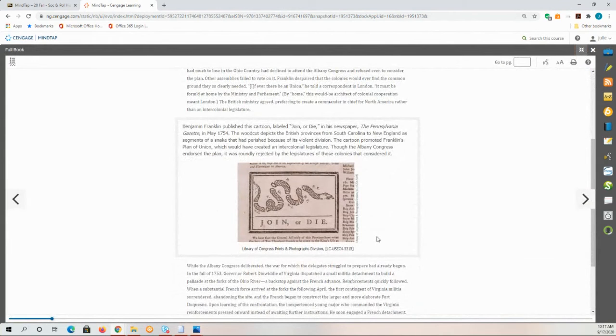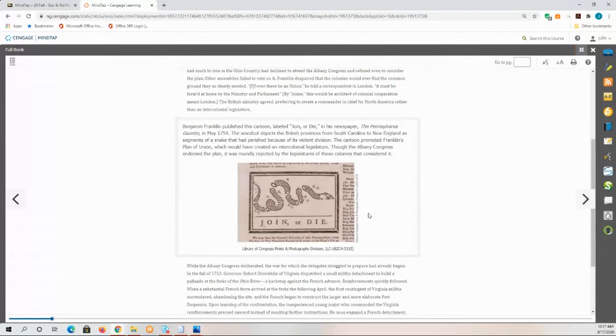Join or die. This is part of the colonists' propaganda. Benjamin Franklin published this cartoon, and this again is the picture under the Getting Started folder on your Blackboard. But it's his newspaper, right? He owns the Pennsylvania Gazette. It's 1754, and it pictures a snake cut into pieces, and each piece is a colony. And so he said, this is a way of saying you have to join together or die. Join or die. Pretty easy, pretty simple.